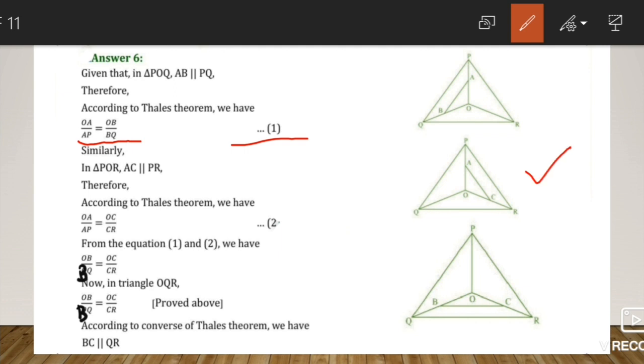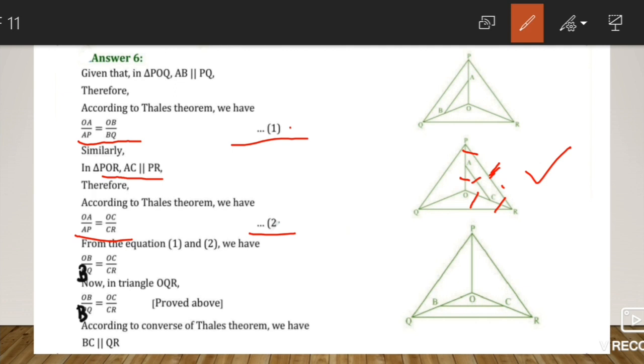Now check the second figure. In this figure, I am considering only the line AC. I am not considering AB and BC. Again it is given that AC is parallel to PR. So if you take the triangle OPR, AC is parallel to PR. So by using the BPT theorem, you can say that OA by AP is equal to OC by CR, and mark this one as equation number 2.